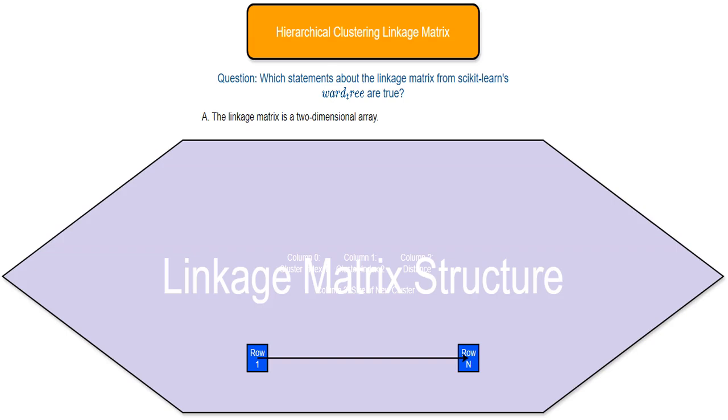This column tells you the index, a number representing its position, of the first cluster being merged in that particular step. Think of it like this. Imagine you're merging two groups of Lego bricks. This column tells you which pile of bricks, identified by its number, is the first one being combined.